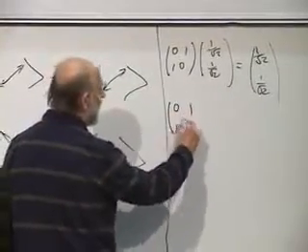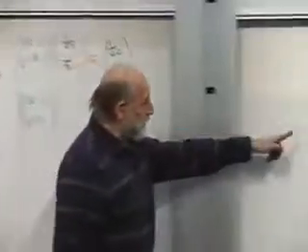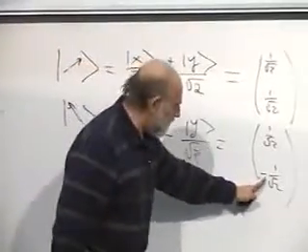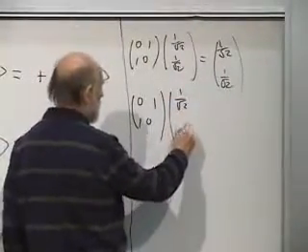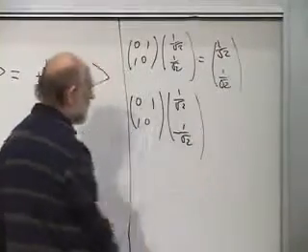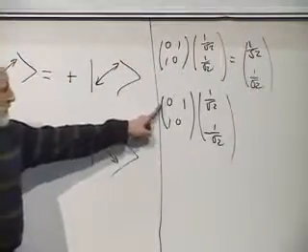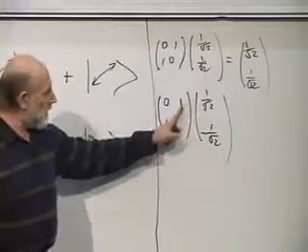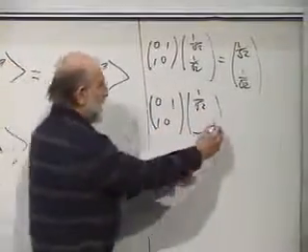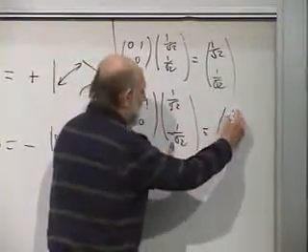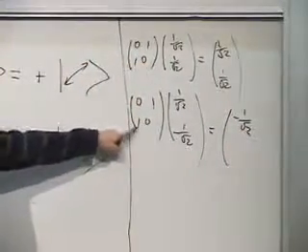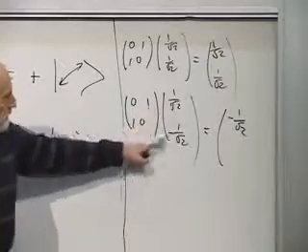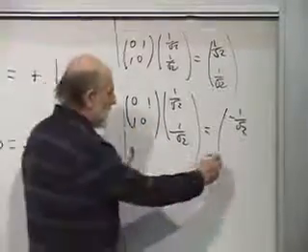0, 1, 1, 0. The other polarization looks exactly the same, except it has a minus 1 over square root of 2 here. So we write 1 over square root of 2, minus 1 over square root of 2. Now let's do this one a little more carefully. 0 times this element is 0. 1 times this element is minus 1 over square root of 2. And then go to the second row. 1 times square root of 2 plus 0 times this is just 1 over square root of 2.